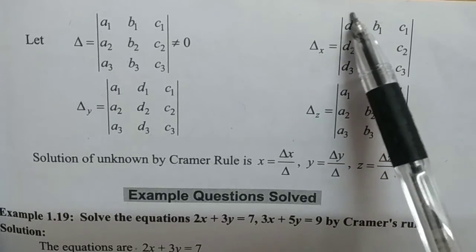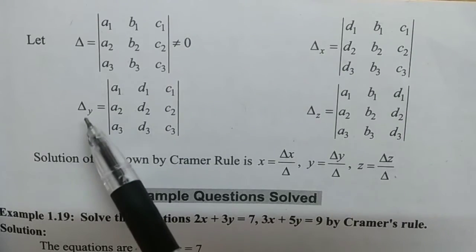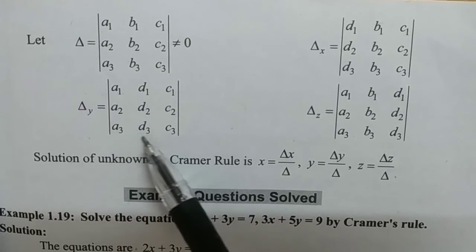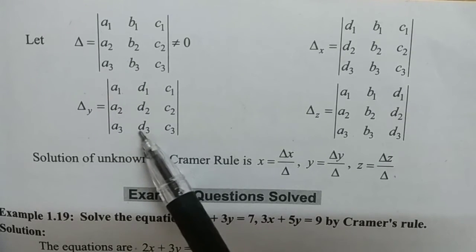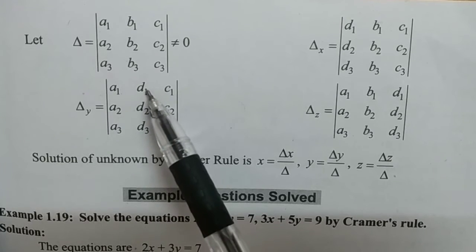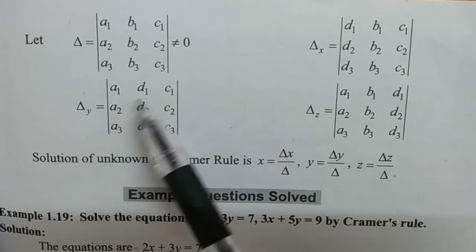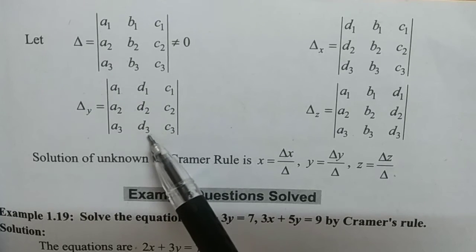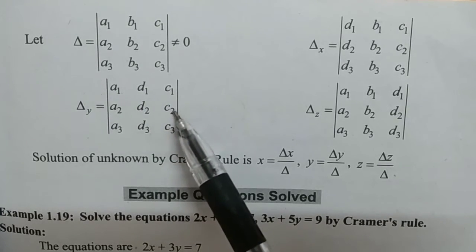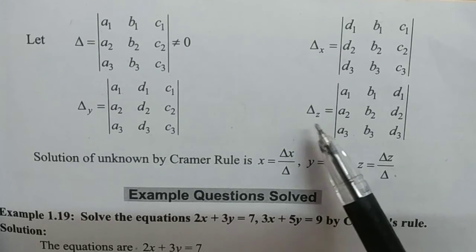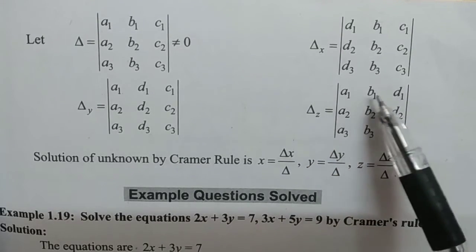Delta x, replace the first column. Next one, delta y, we replace the second column. What is the second column? Delta y equals d1, d2, d3 with c1, c2, c3 to find out the value for delta. And delta z, here x, y, z.